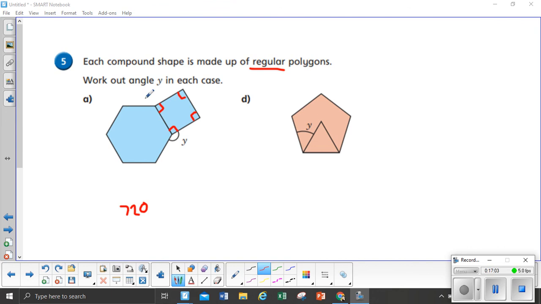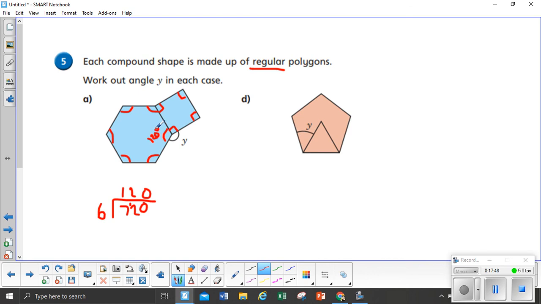So all of the internal angles add up to 720. Now I have 6 interior angles in my shape, so my 720 needs to be divided by 6. Okay, so how many 6s in 7? You have 1 and 1 remaining. How many 6s in 12? You have 2. So each one of these angles, all the way around the shape, equals 120 degrees.